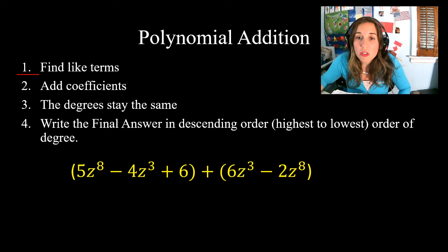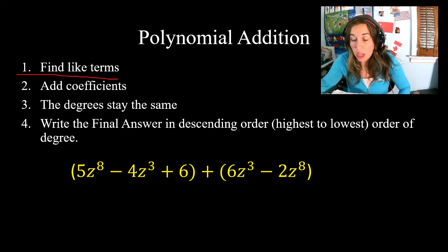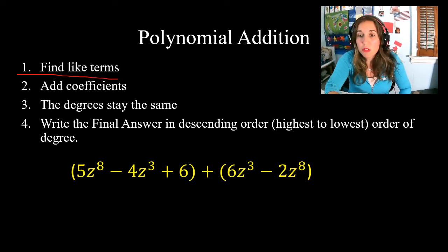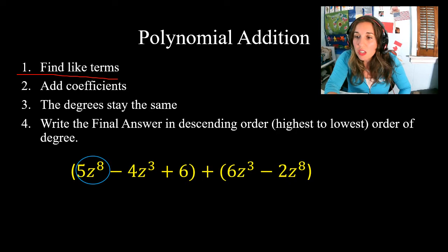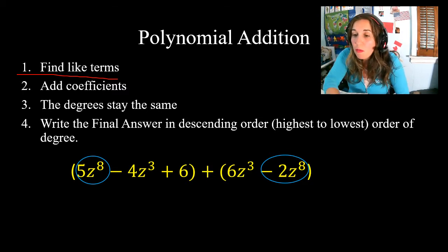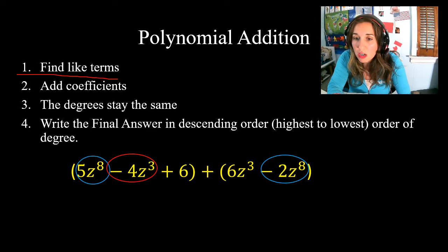So the first thing we're going to do is find like terms. That just means, again, same variable, same degree, and we know from our previous slide that we actually have 2 sets of like terms here. The first of which is 5z to the 8th and negative 2z to the 8th, right? Because again, same variable z, same degree, that z is being raised to the 8th power. And we have one more set of like terms, negative 4z cubed and 6z cubed. Again, same variable z, same degree 3.